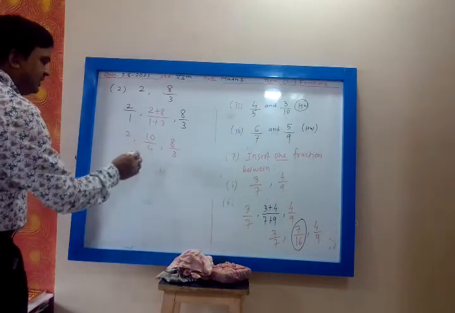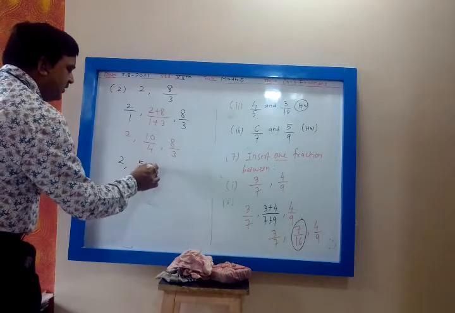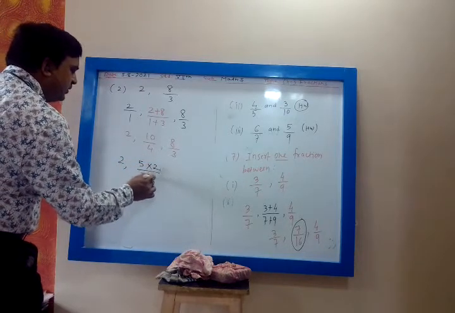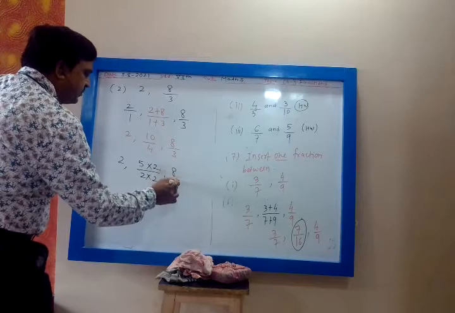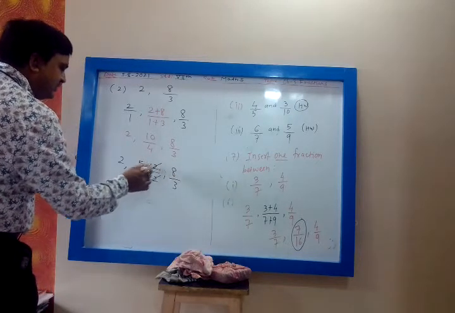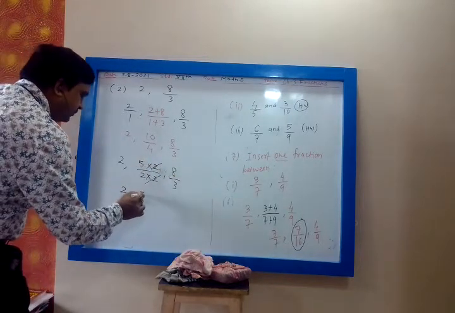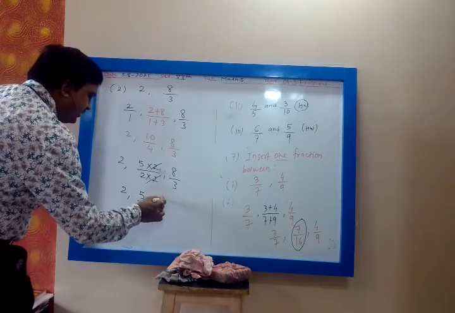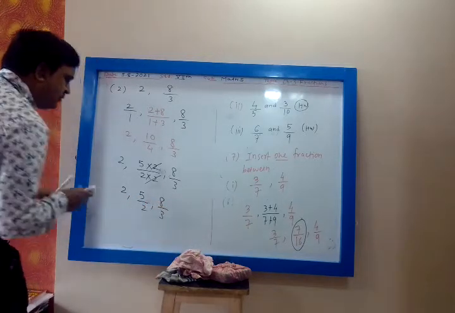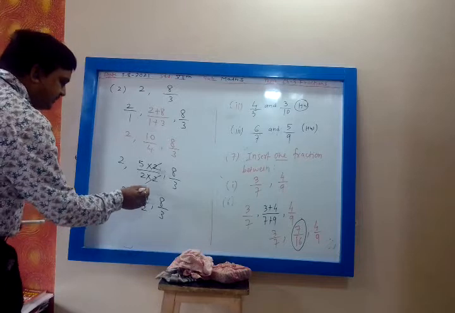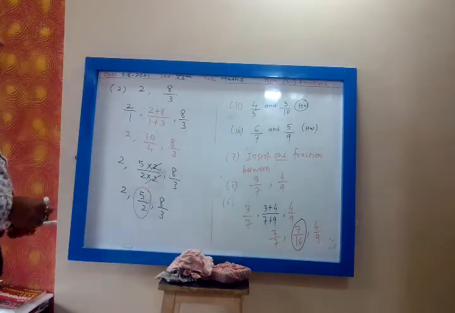What you can write for 10? Tell me, 5 2s are 10. 4 I can write 2 2s are 4. Then 2 get cancelled. So that is 5 by 2. 10 by 4 you will write down 5 by 2. Okay. So 5 by 2 is the answer. You have to write down that to the lowest term.